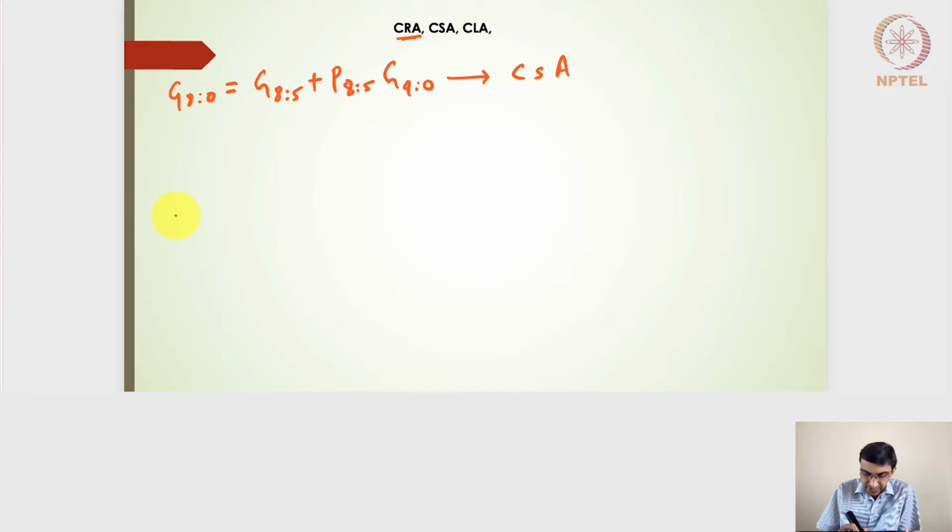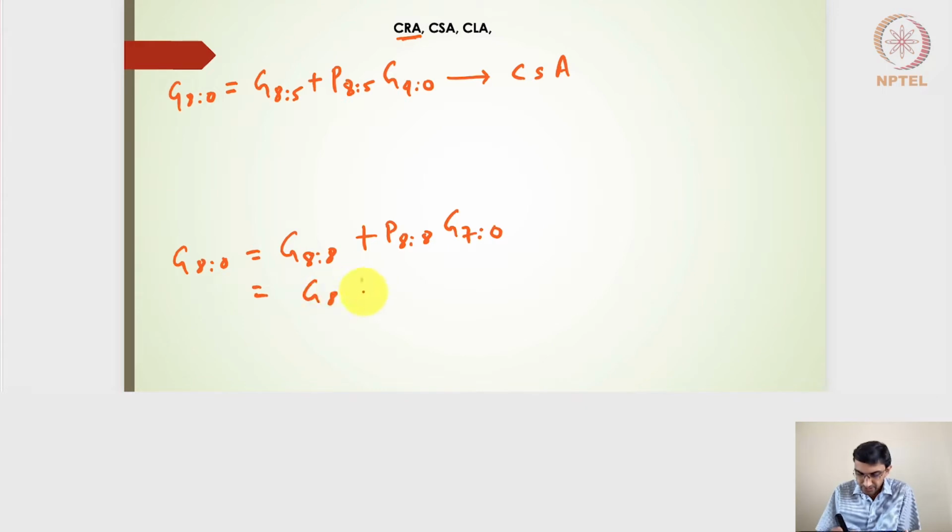In the carry ripple adder, if I want to get G8 is to 0, it has to depend on G8 is to 8, or the G8 bit, plus P8 is to 8, or the P8 bit, and then it has to depend on the previous carry out coming from the 7th bit. If I write this in terms of the bit level, it will be G8 and P8 and then G7 is to 0. So this was our carry ripple adder.